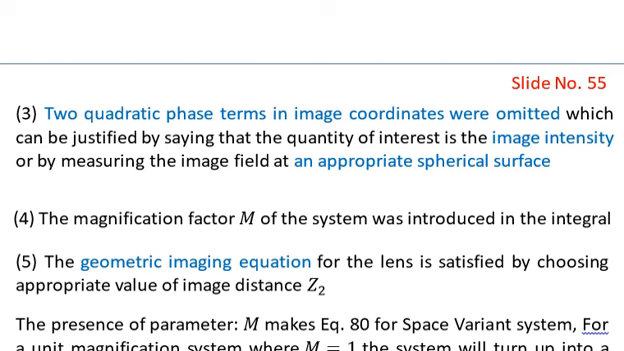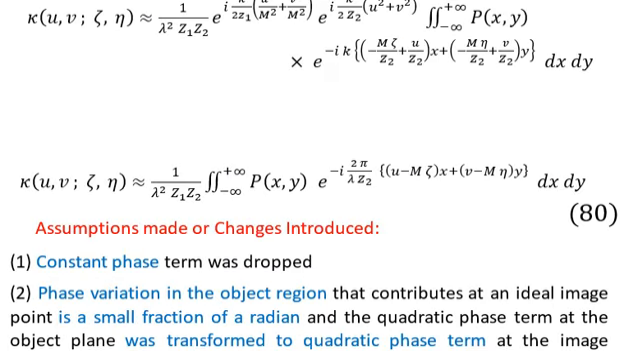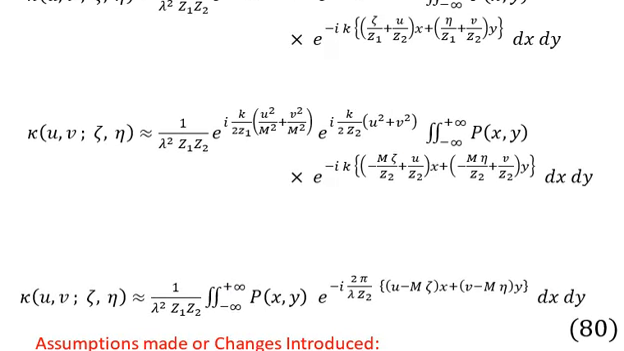Number 4, the magnification parameter m of the system was introduced in the integral. So you see that we have introduced in the integral over here, from this step to the step given in equation number 80, the parameter m.